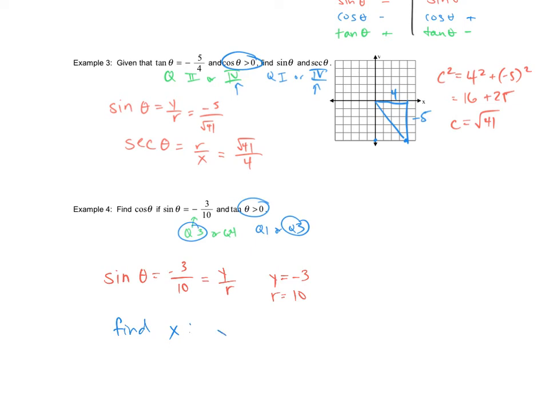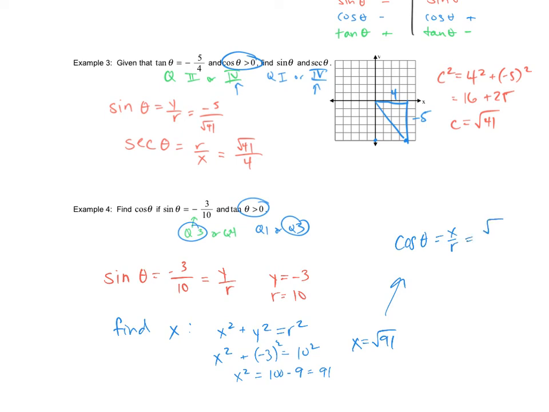So now I know that x squared plus y squared equals r squared from the Pythagorean theorem. So x squared is my unknown, y is negative 3, and then r is 10. So x squared equals 100 minus 9, so that equals 91. So x equals the square root of 91. And now we're going to use that for cosine of theta equals x over r, so that equals the square root of 91 over 10.